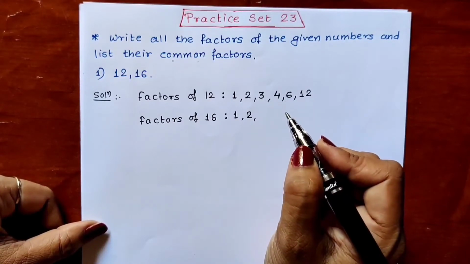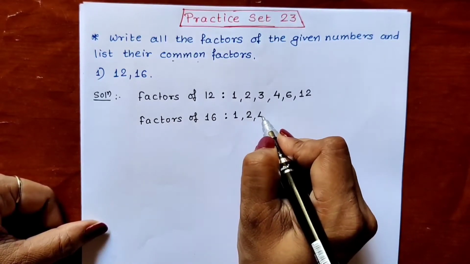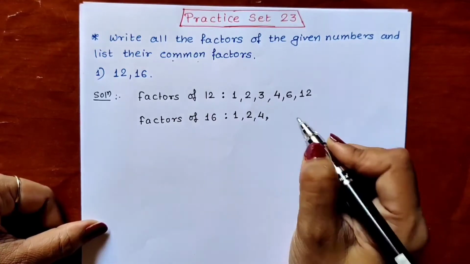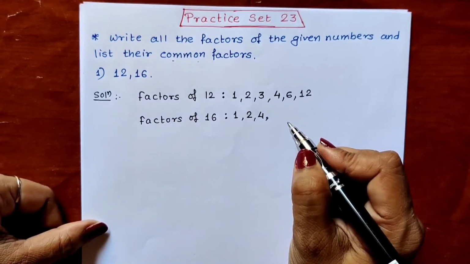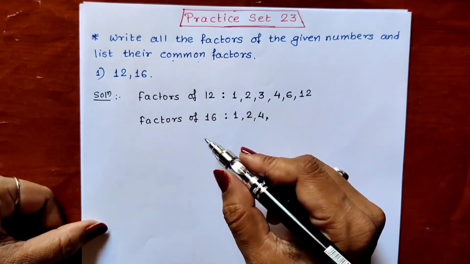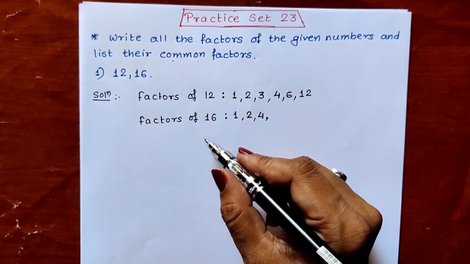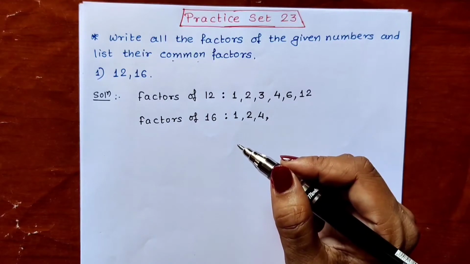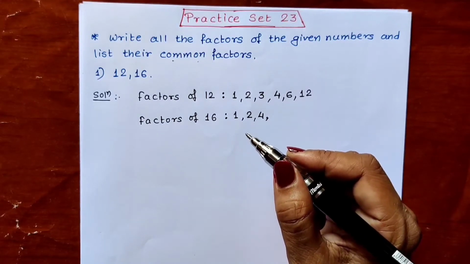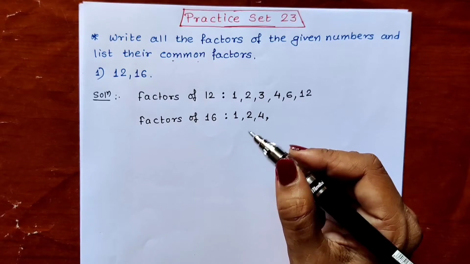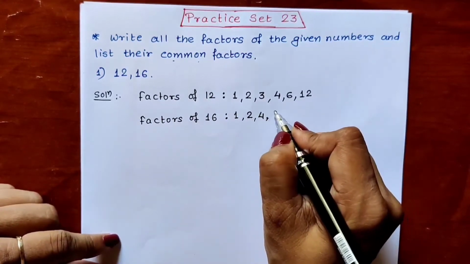Is it divisible by 4? Yes, 4 4s are 16. Is it divisible by 5? No, because for the divisibility by 5, we all know that 0 and 5 should be there in the unit place. So it is not divisible by 5. Is it divisible by 6? Is it there in the table of 6? No. Is it there in the table of 7? No. Is it divisible by 8? Yes. 8 2s are 16.